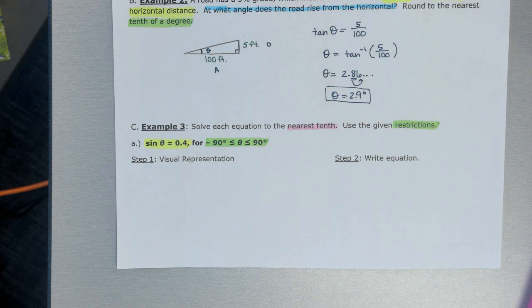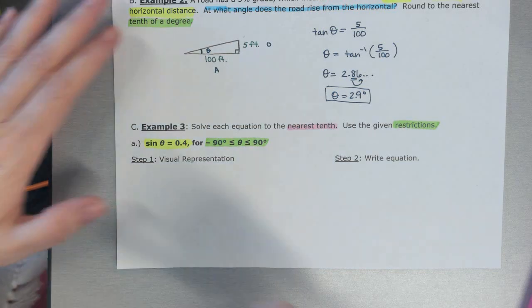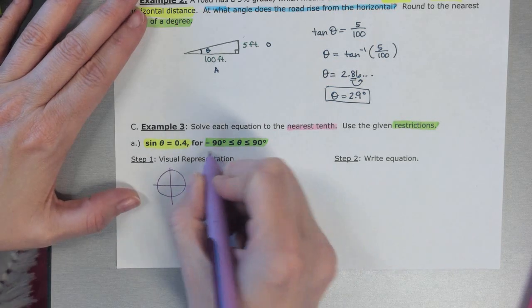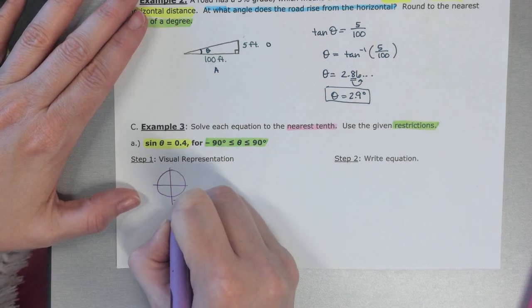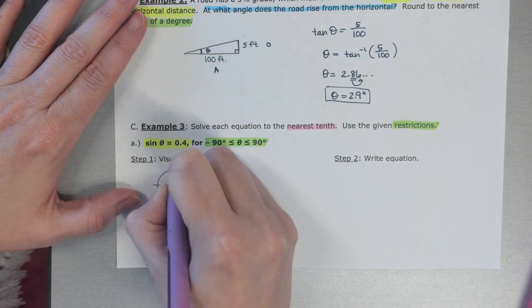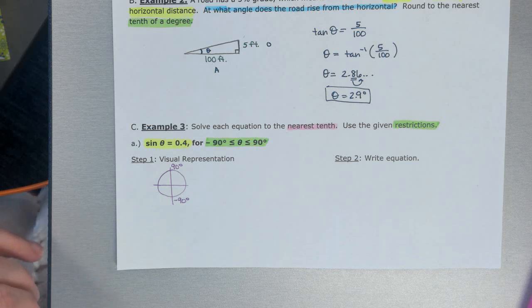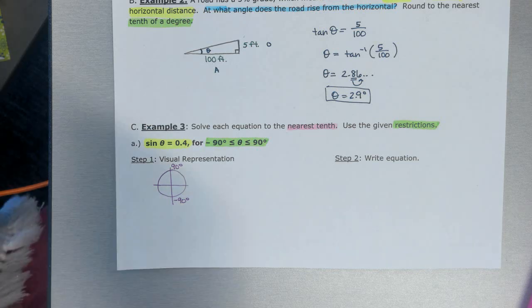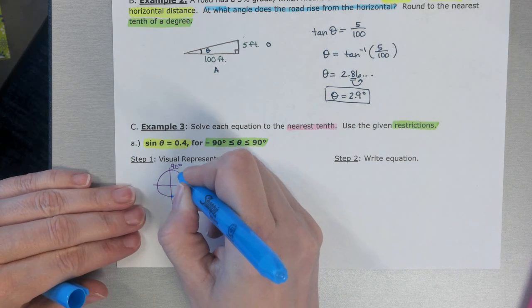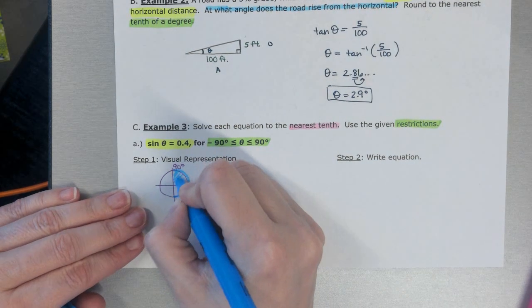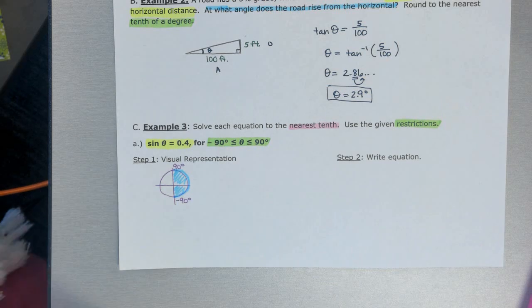Okay? So for the first couple problems, we're going to use a visual representation, which is what we did yesterday to talk about the quadrants. So we're going to draw a circle. And negative 90 is going to be here. 90 is at the top. So if you are going from negative 90 to 90, what quadrants does that entail? Good. Quadrant 1 and quadrant 4.